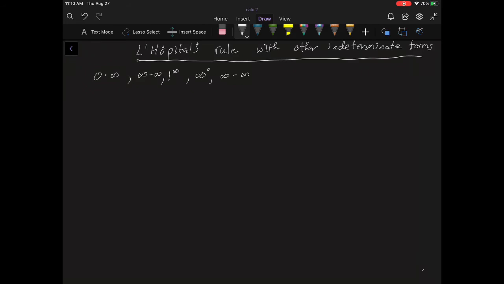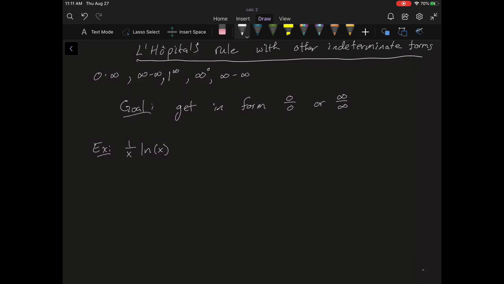In this video, we're going to be taking a look at how to use L'Hopital's rule with other indeterminate forms, such as 0 times infinity, infinity minus infinity, 1 to the infinity, infinity to the 0, and for some reason I wrote infinity minus infinity again. So the goal is to get it in the form of 0 over 0 or infinity over infinity. So let's take a look at our first example.